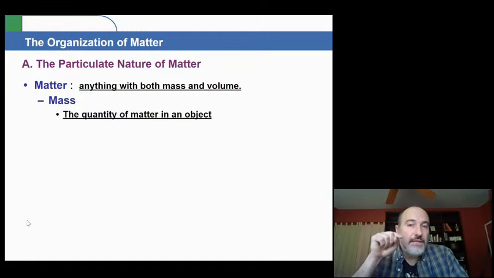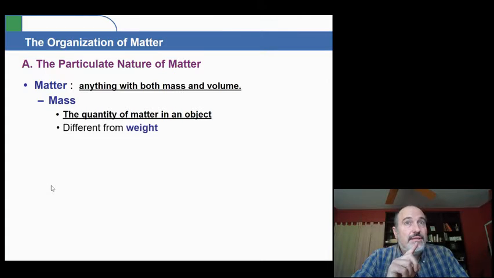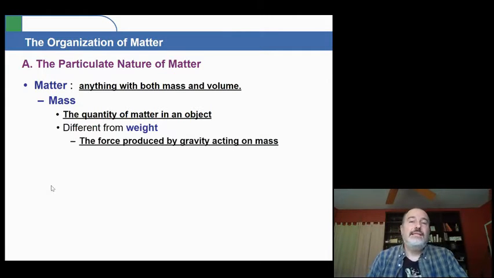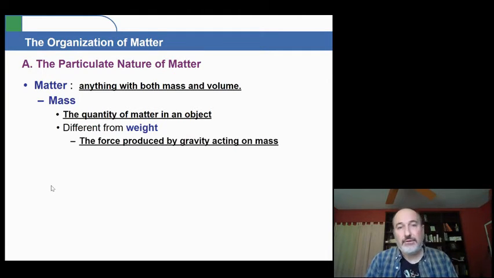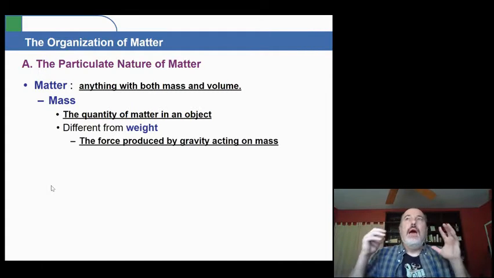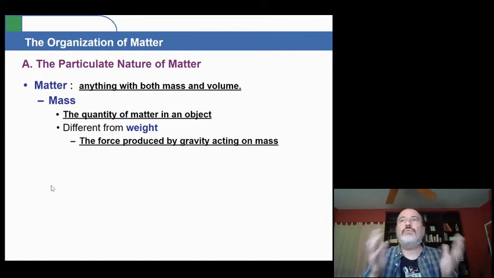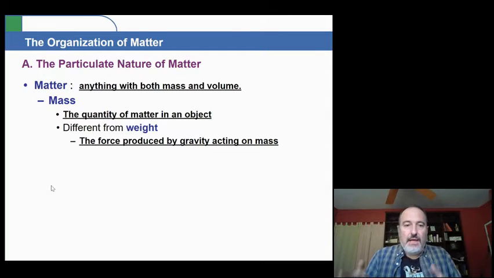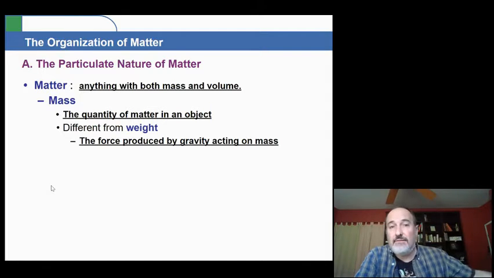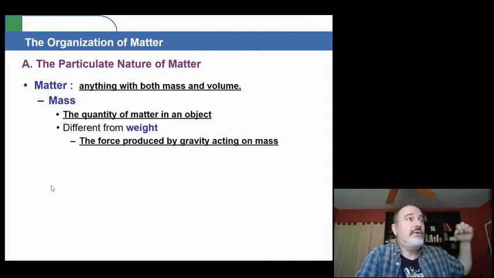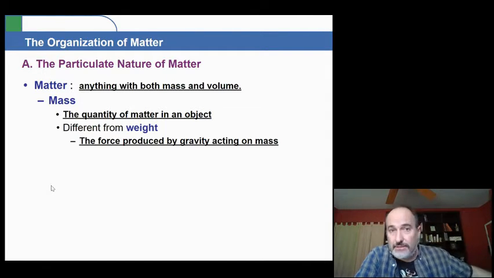Now, we often get this confused with weight, but it is technically different. Weight is the force produced by gravity acting on mass. The big difference is mass remains constant no matter where you are in the universe. If something has, I don't know, 60 kilograms here on Earth, it's going to have 60 kilograms of mass in outer space or on the moon or anywhere else.